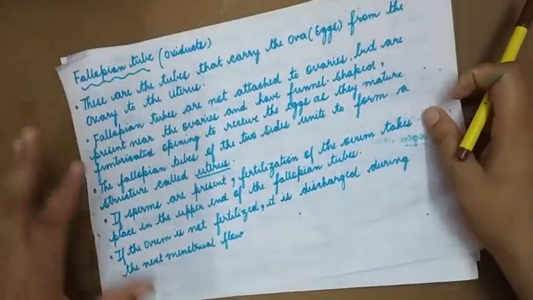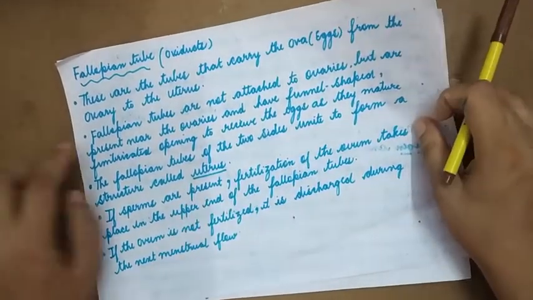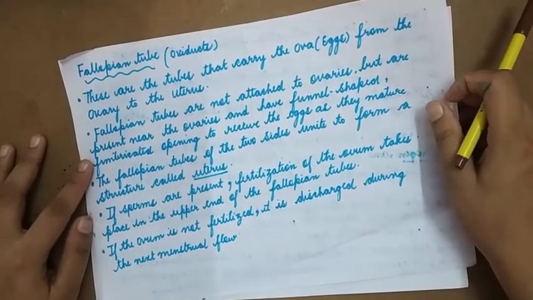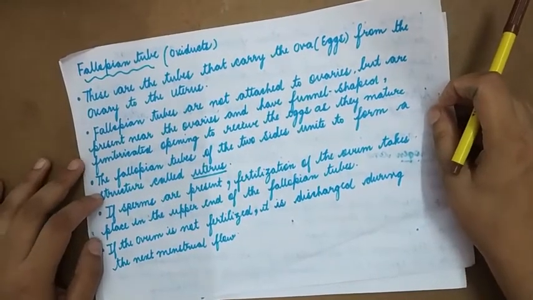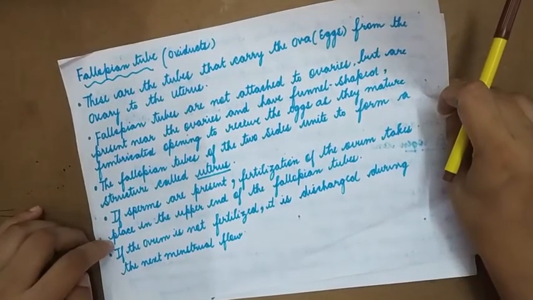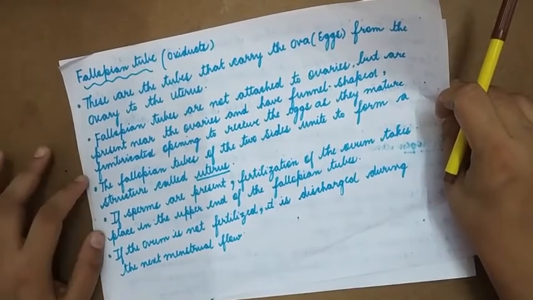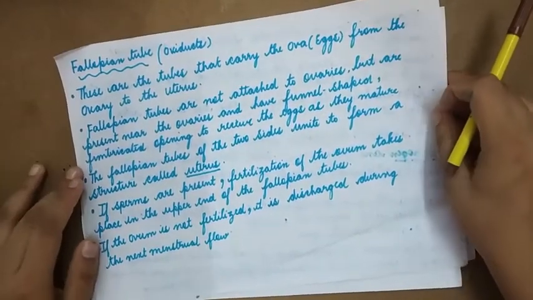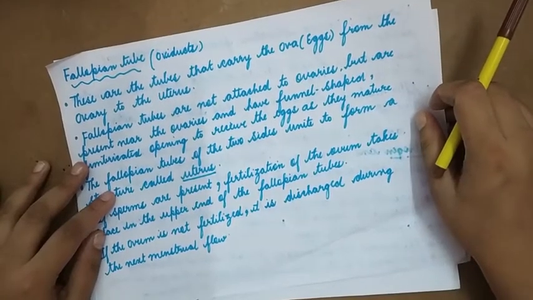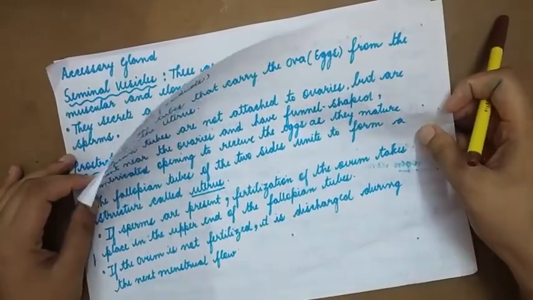Let us study a few more points. The fallopian tubes of the two sides unite to form a structure called the uterus. So both the fallopian tubes join together to form a structure called the uterus. It is nothing but the womb. If the sperms are present, fertilization of the ovum takes place in the upper end of the fallopian tube. If the ovum is not fertilized, it is discharged during the next menstrual flow. So if the ovum is not fertilized, the egg degenerates and finally it is discharged during the menstrual flow.